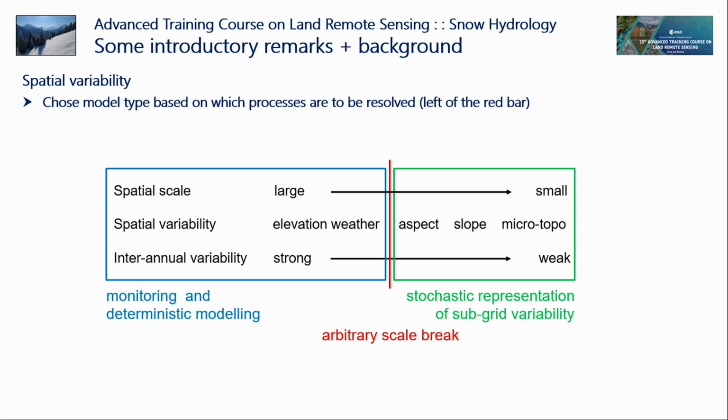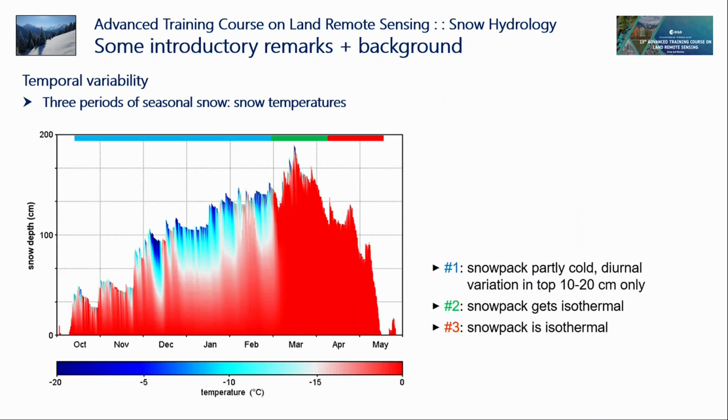And the given purpose is defined by: do I want to see differences in snowmelt between south and north facing slopes, or do I not care because I just need bulk figures for East Switzerland, West Switzerland? I don't care about this level. Depending on which, I set the bar according to my requirements for modeling. So this has an implication for the model choice. The second thing is the temporal variability. Also, this has implication for stuff we discuss later on in this lecture.